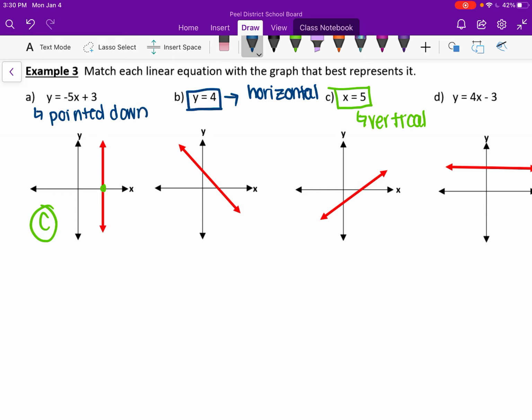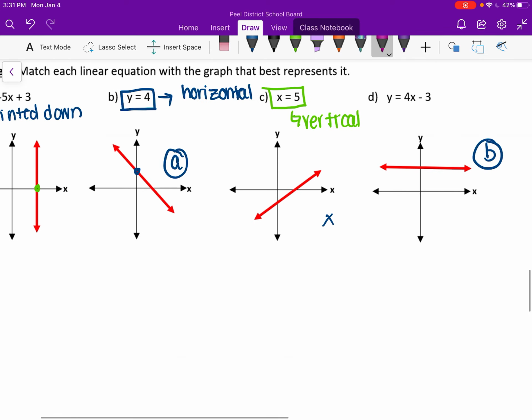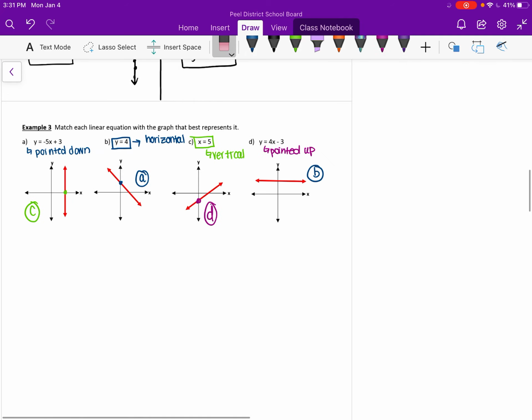So I'm just going to look. Which one is pointed down? Not this one. This one is pointed down, and it looks like it intercepts at something positive. So I'm going to say this is A. And then I'm going to look at this one. This seems to be pointed up at negative 3. So pointed up intersects at negative 3. This makes sense that it would be D. And that's how you would solve those questions.